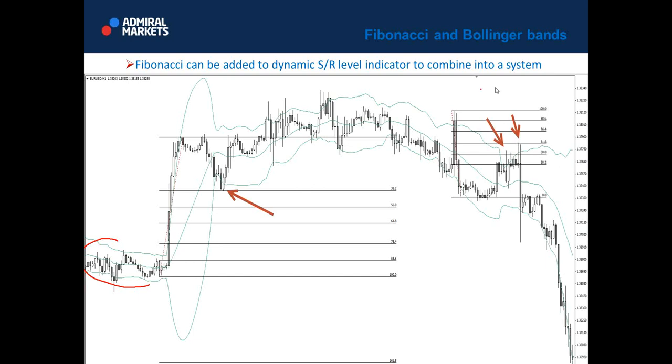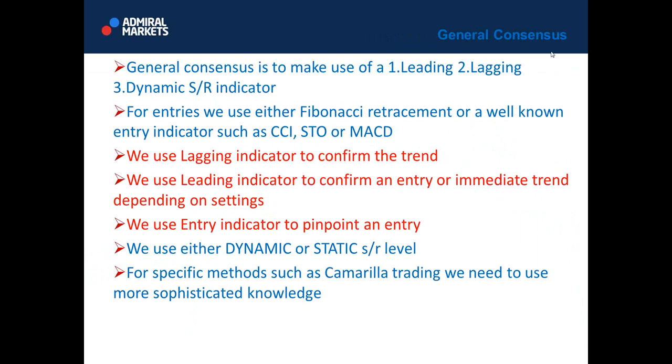Okay, so what is the general consensus? General consensus is to make use of one leading, one lagging, and dynamic support indicator. This is to show you by points, leading, lagging, and dynamic, but only one of those indicators. One leading, one lagging, and one dynamic and support resistance, or static support and resistance, whatever you prefer.